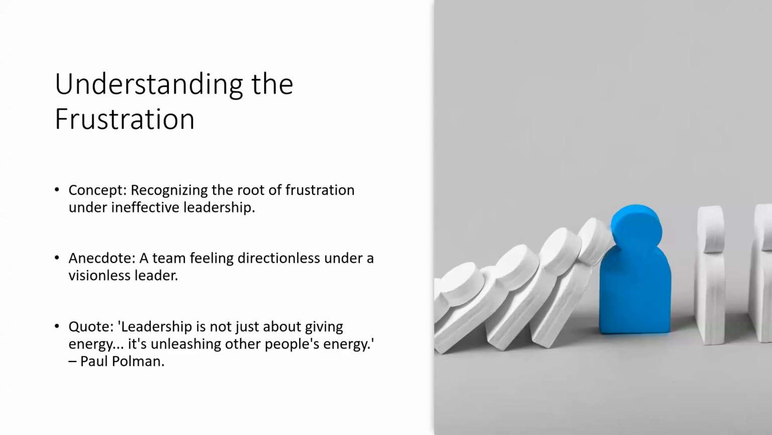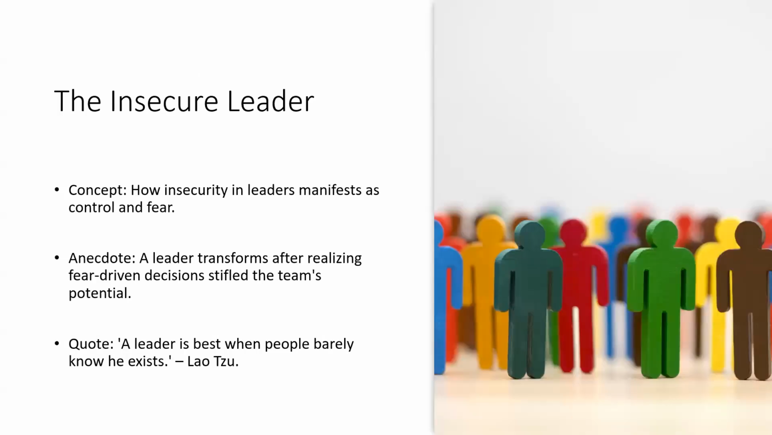Paul Pullman says leadership is not just about giving energy, it's unleashing other people's energy. So as a leader, you've got to unleash people who you understand are better than you. And it's okay for people to be better than the leader. The problem is when the leader refuses to harness the energy of people better than them. And that's an insecure leader. John often says only secure leaders give power to others.